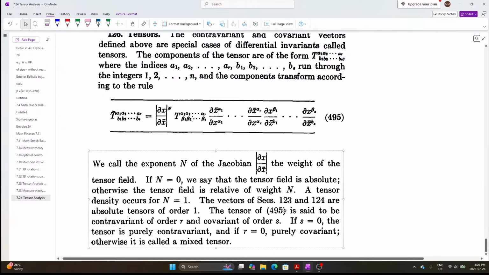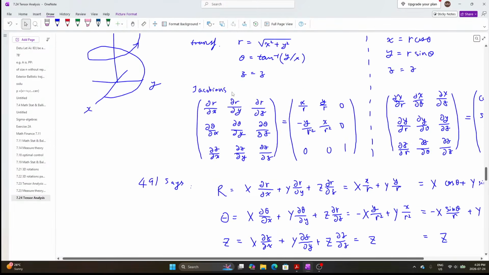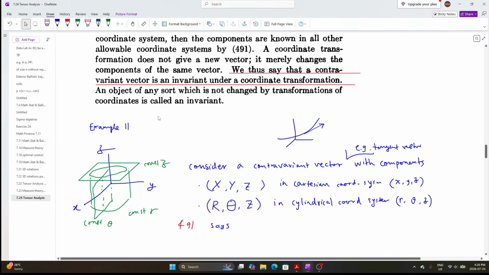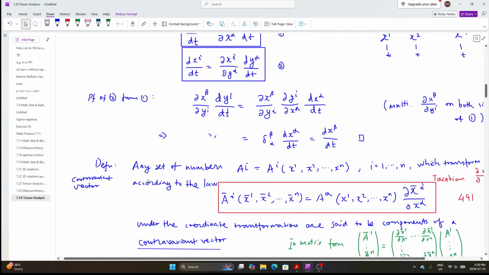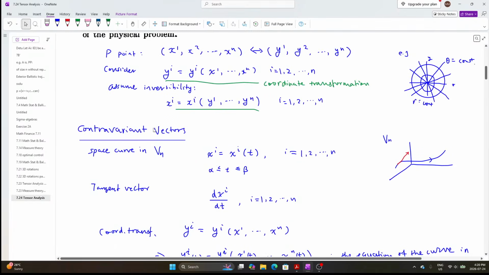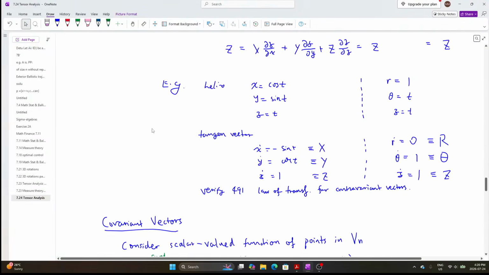The vectors of section 123 and 124. So 123 is on what? 123 is contravariance. Okay, so the contravariant part. Okay, this is 123. This part is 123. Okay. Could you repeat, please? Yeah.